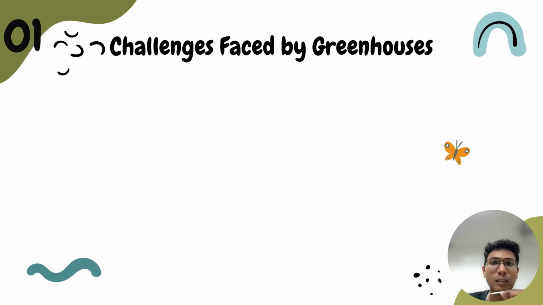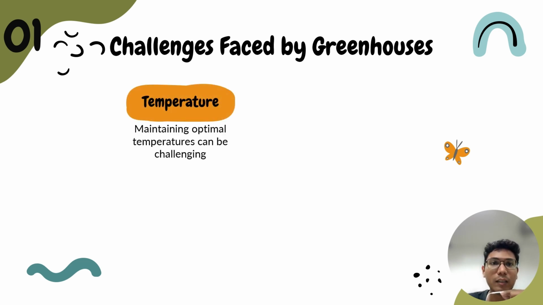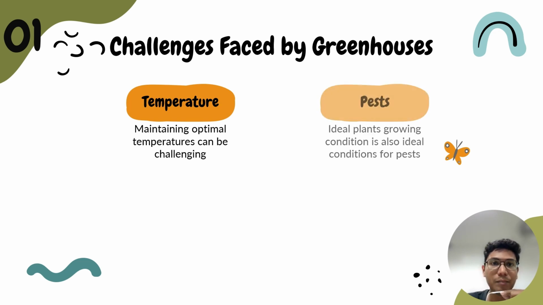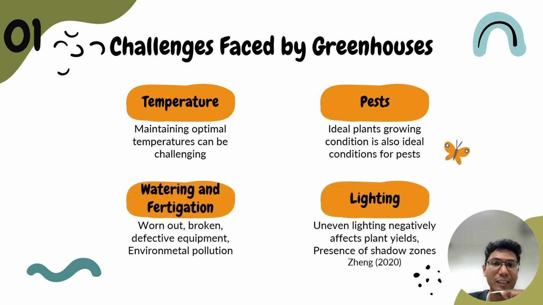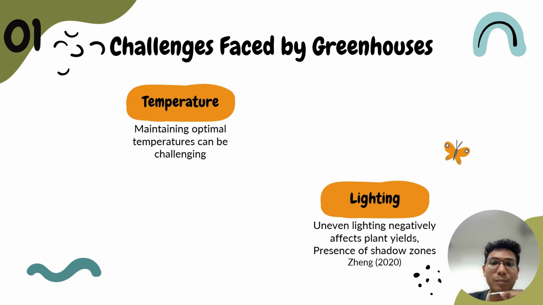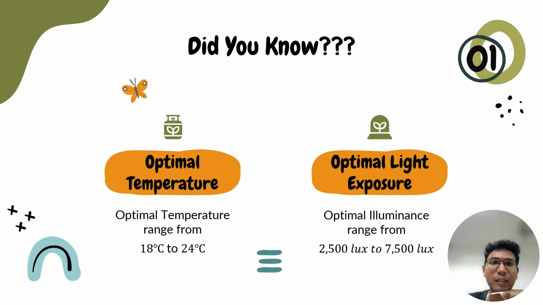Some of the common challenges faced by greenhouses include temperature control, which can be challenging as greenhouses can overheat during the day, pests, watering and fertigation, as well as lighting. So for our project, we would like to put a focus on tackling the temperature and lighting challenges faced by greenhouses.